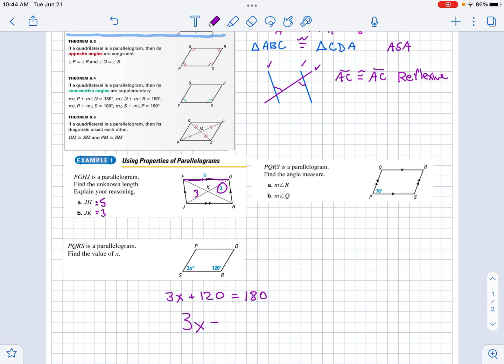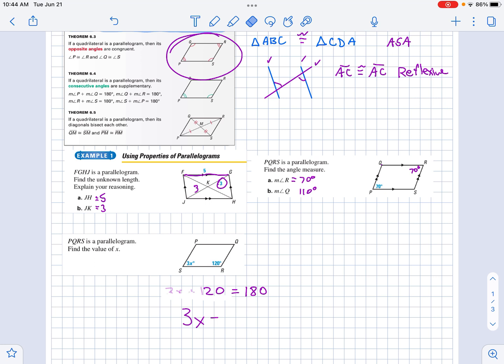See, super easy. Now, if PQRS is a parallelogram, find the angle measure. Well, angle R would be 70 degrees. See, we're working with this thing here. This is 70. And Q, well, that's going to be supplementary to the 70, so that would be 110. There we go.